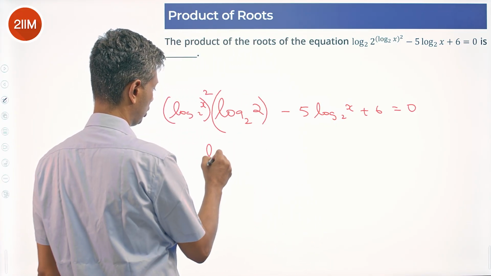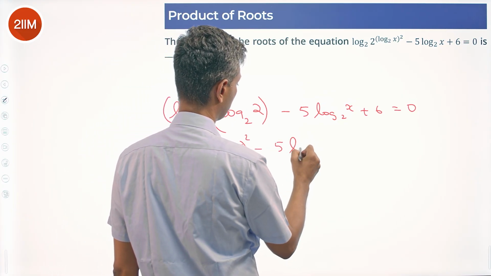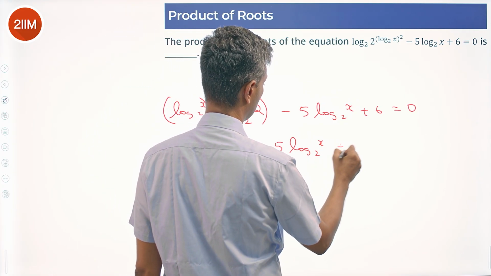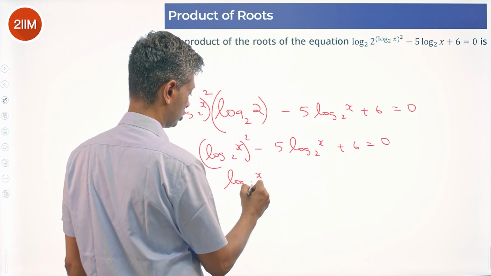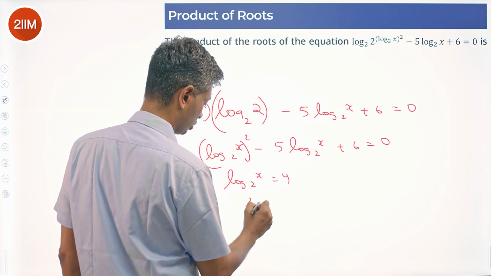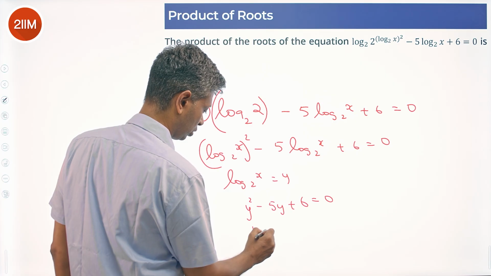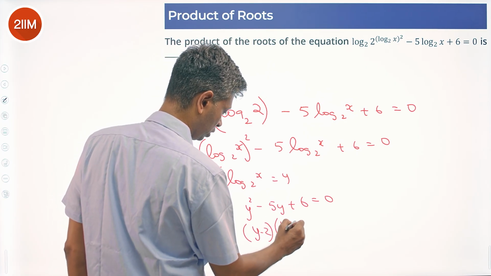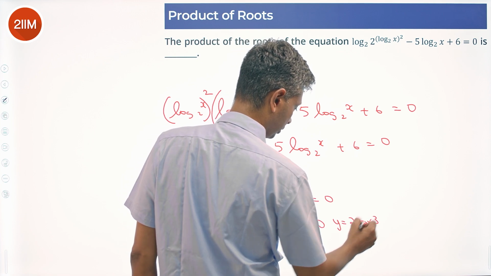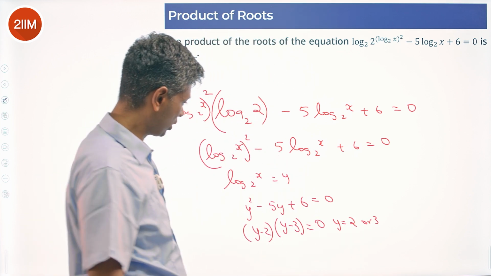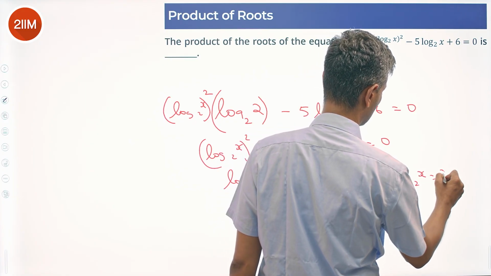So this is nothing but (log x to the base 2) whole square minus 5 log x to the base 2 plus 6 equal to 0. Say log x to the base 2 is equal to y. y square minus 5y plus 6 equal to 0. So it's quite simply (y minus 2) into (y minus 3) is equal to 0. y is 2 or 3. y is log x to the base 2. So log x to the base 2 is 2 or 3.